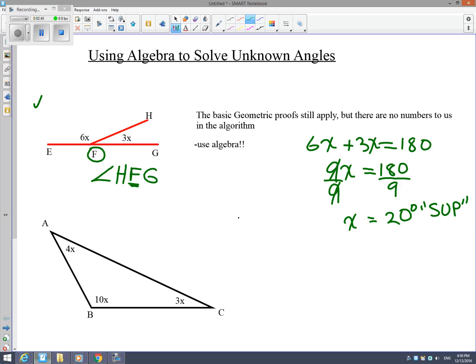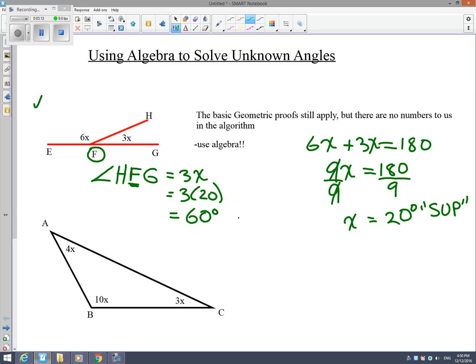But that doesn't help us actually figure out what angle HFG is yet. But now that we know x, we know that HFG is equal to 3x. And we know that x is equal to 20, so what we're going to do is substitute the number that we got from our equation, which is 20, into our variable. And 3 times 20 is 60. So we know that angle HFG is equal to 60 degrees.